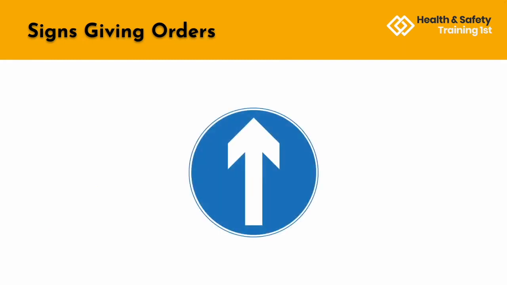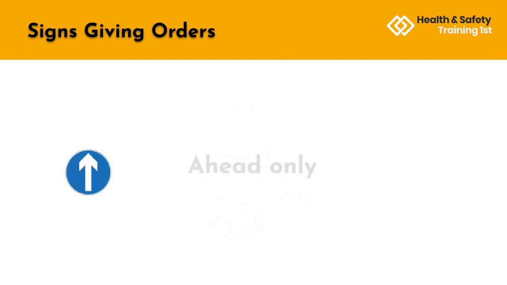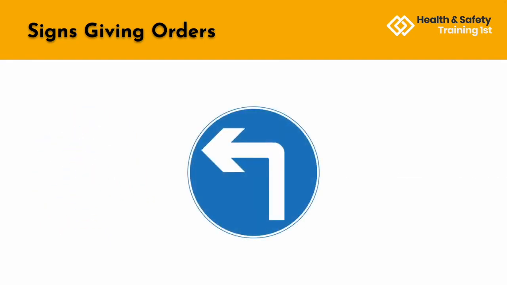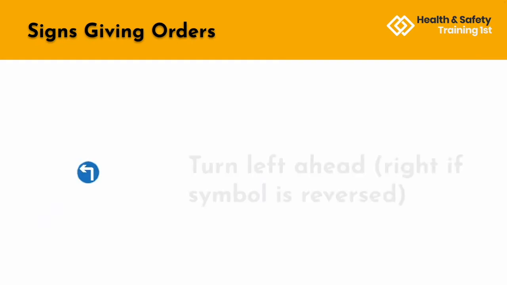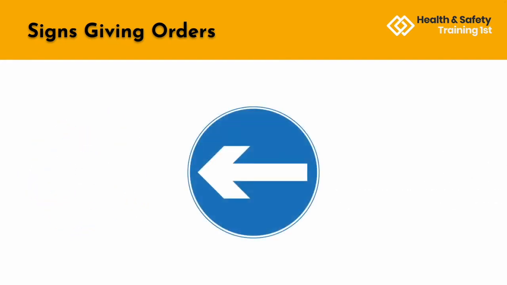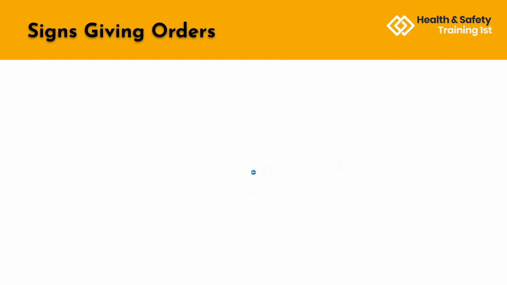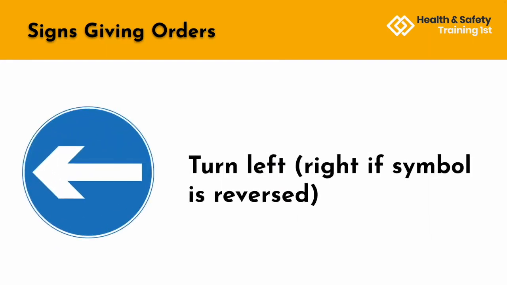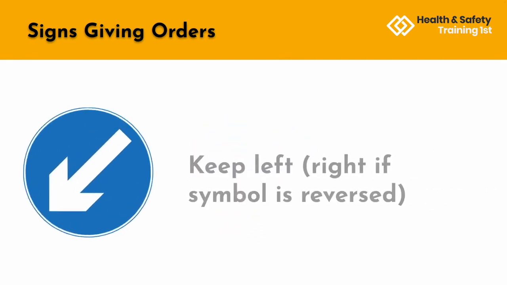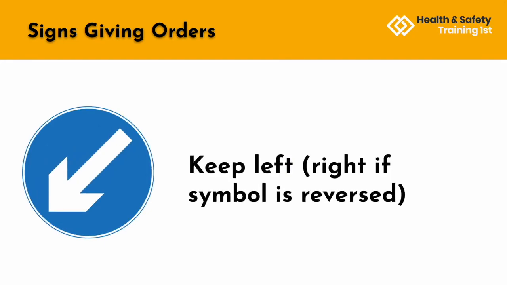Signs with blue circles but no red border mostly give positive instruction. Ahead only. Turn left ahead, or right if the symbol is reversed. Turn left or right if the symbol is reversed. Keep left or right if the symbol is reversed.